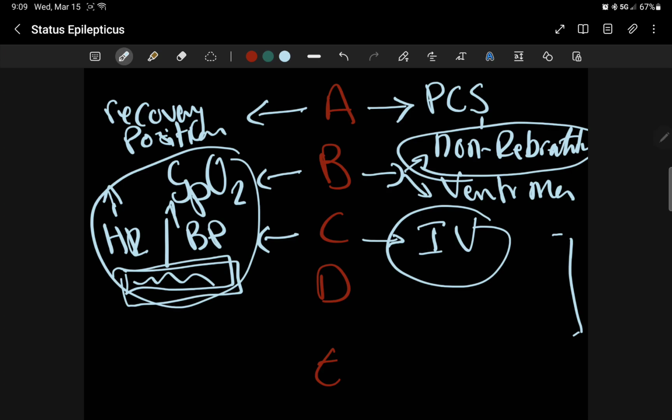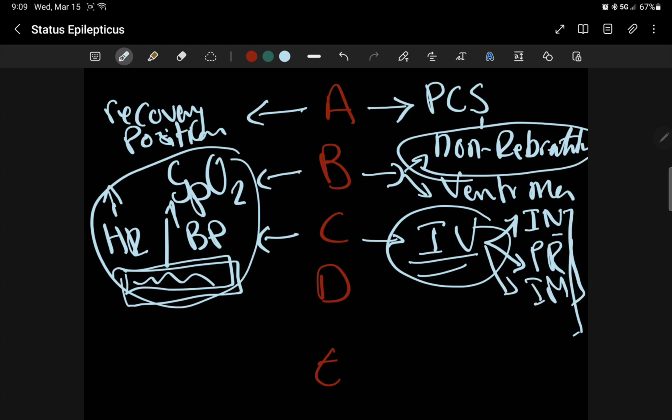If you are not able to establish an IV access, make sure to be aware that you can use intranasal, you can use rectal, or you can use intramuscular. So you have other things in your arsenal to use until someone experienced can come get an IV in status epilepticus.